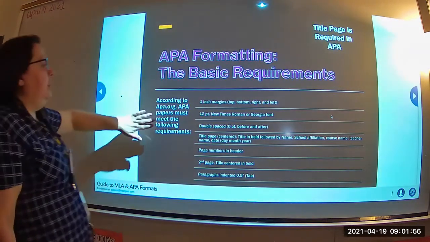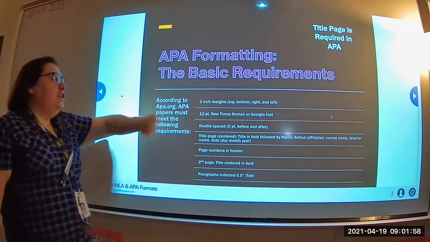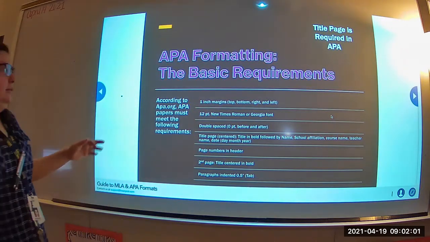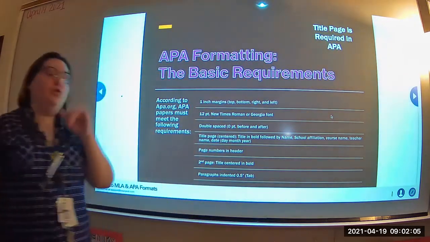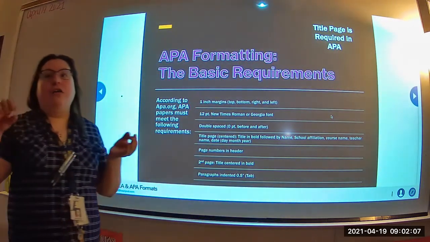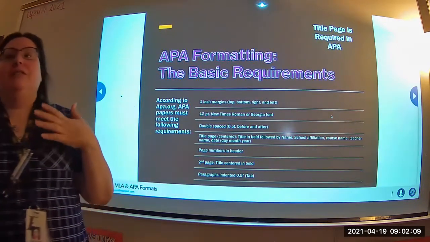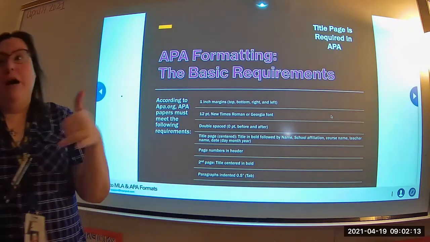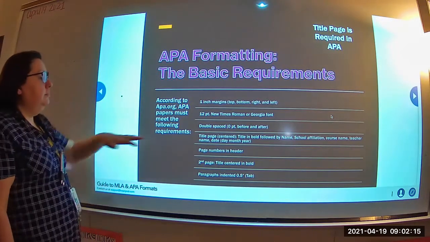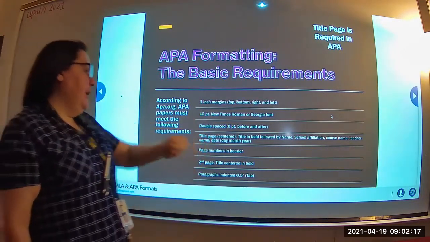So for this one, again, you have to have 1-inch margins, same thing. But here you can do 12-point Times New Roman or Georgia font, okay? There are other options, but they're less common, okay? So if you go to Purdue OWL, they'll tell you what you can do. Again, double space before and after.